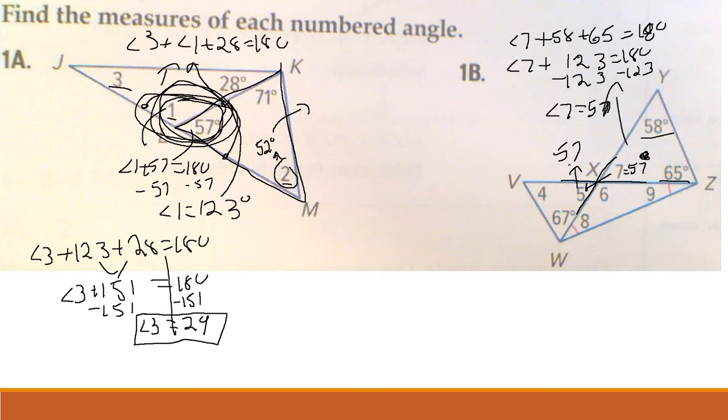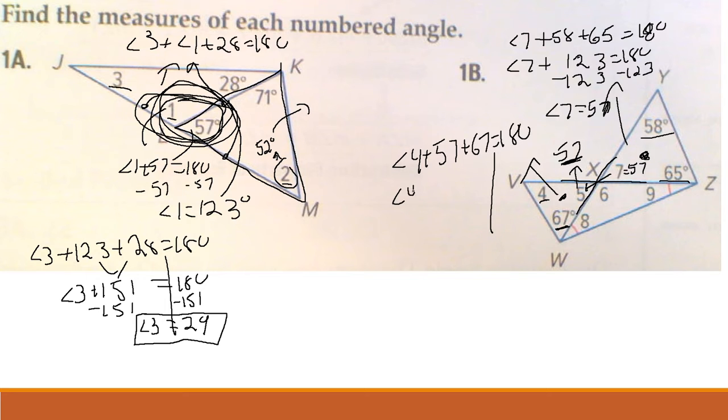And now that we know that angle 5 is 57 degrees, we now know two of the three angles in this triangle over here. We know that we have a 57 degree angle, a 67 degree angle, and then this angle 4 here that we don't know. So now I can solve for this triangle. So again, once you find one, that kind of leads into the other. So I can do angle 4 plus 57 plus 67 is equal to 180.